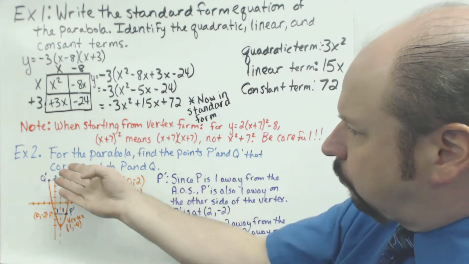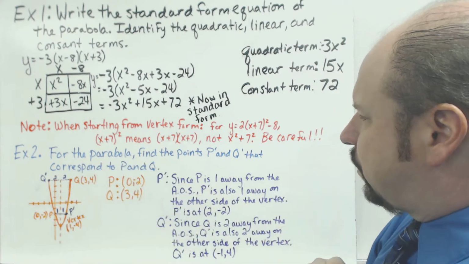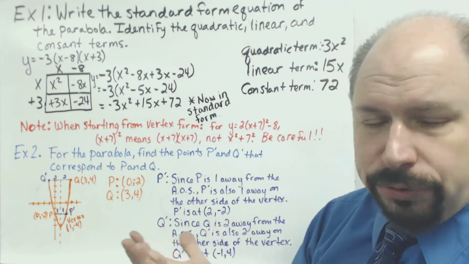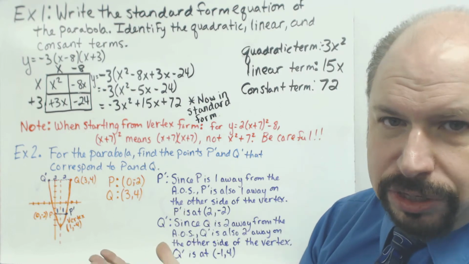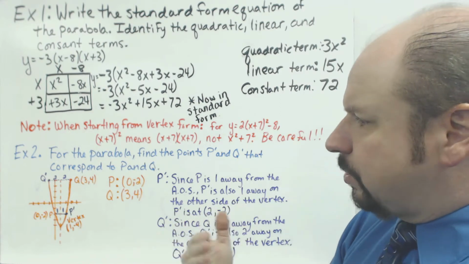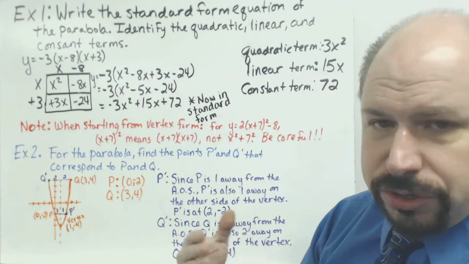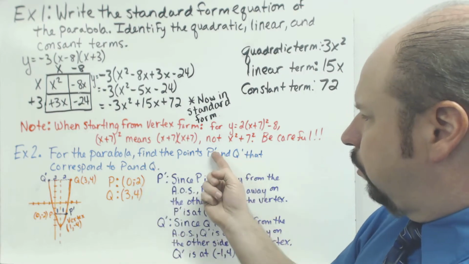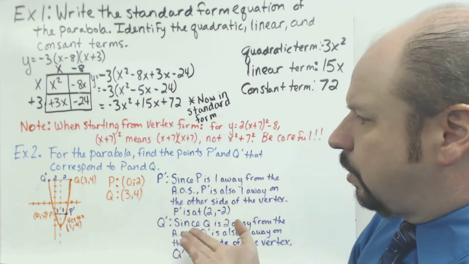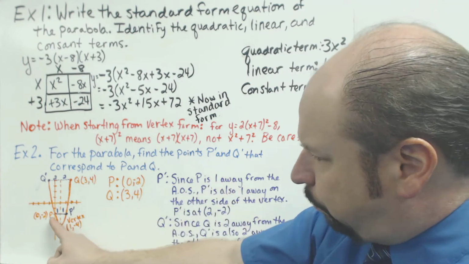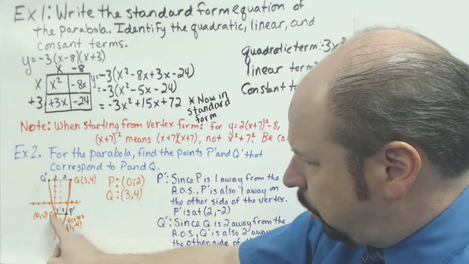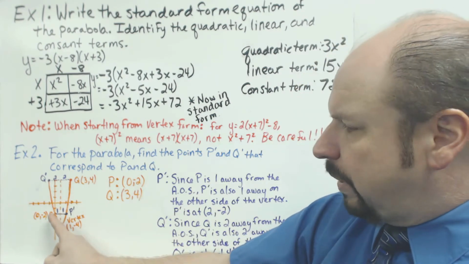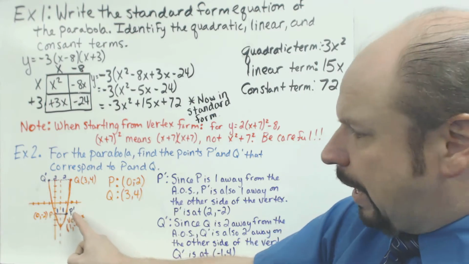Okay, second example. For the parabola, find the points P prime and Q prime that correspond to P and Q. So if you remember back, possibly in geometry, you may have studied reflections. And when we had a reflection or a corresponding point through a line, we used the little prime symbol to represent those. So P prime, if we look on our graph, P is over here at 0, -2. And so we're going to basically just reflect that point through our axis of symmetry.